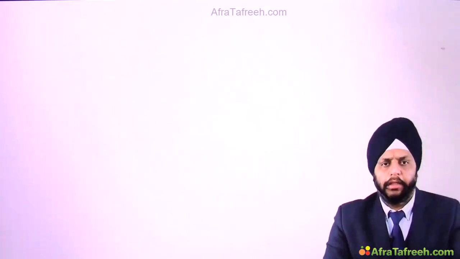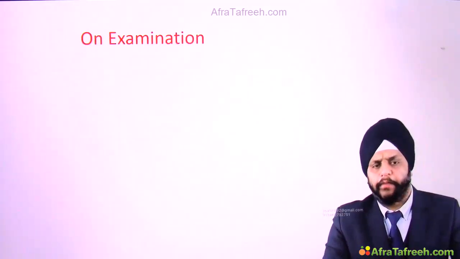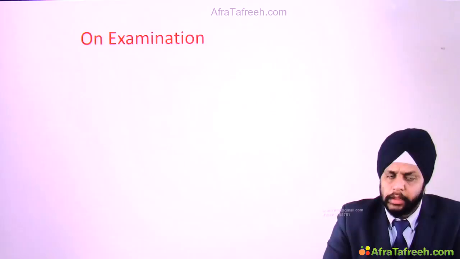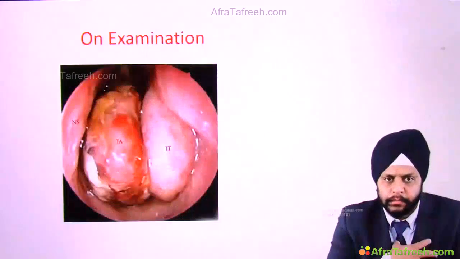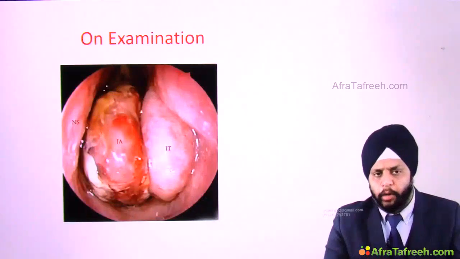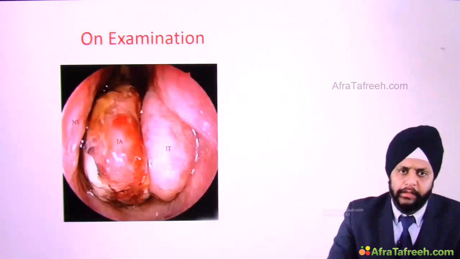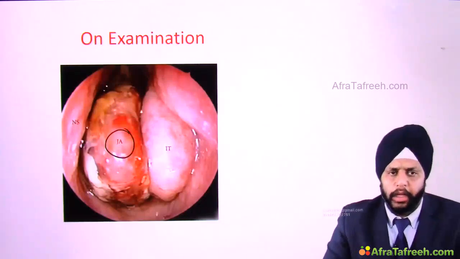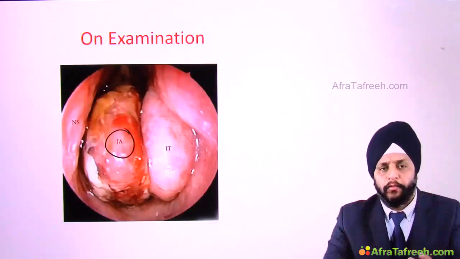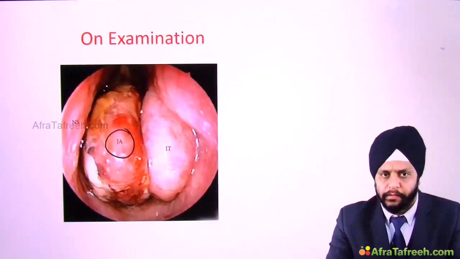Okay? Right? Let's see what we find on examination. Now, what will we see on examination? This is a benign tumor. It looks like a polyp. Now, this polyp, if you see over here, this JNA, I have marked it over here. How does it look? It looks like a red, fleshy polypoidal mass.